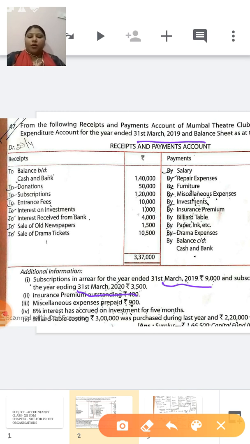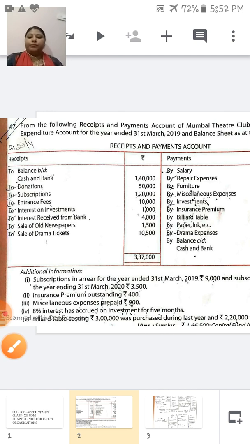Now come to the second additional information. Insurance premium outstanding 400. Here no date is given. It means this is insurance premium outstanding for the current year. So this you have to add. Next is miscellaneous expenses prepaid. Prepaid means advance payment, paid in advance. Again the date is not given. It means this you have to take in the current year.